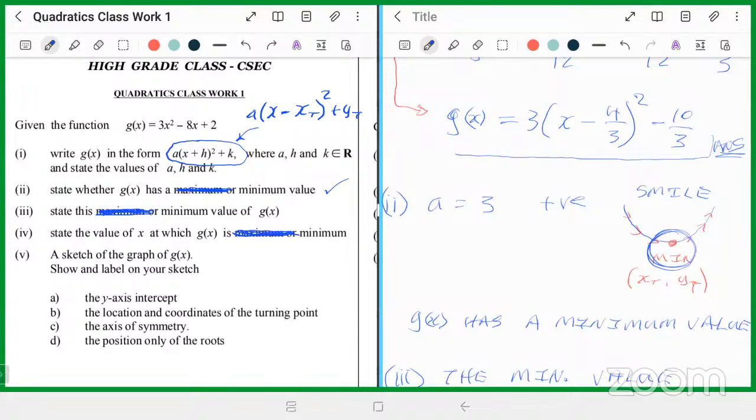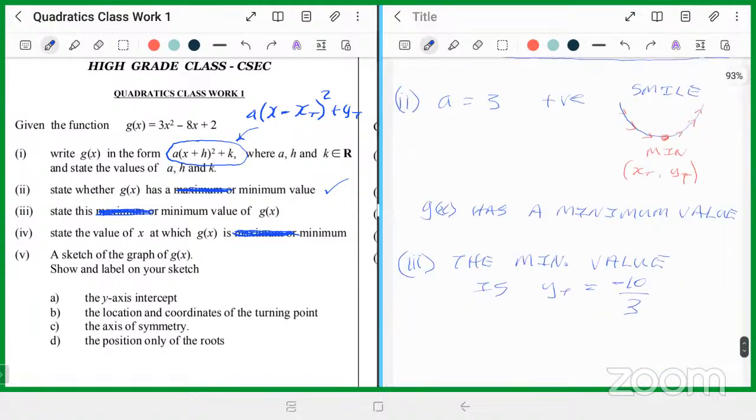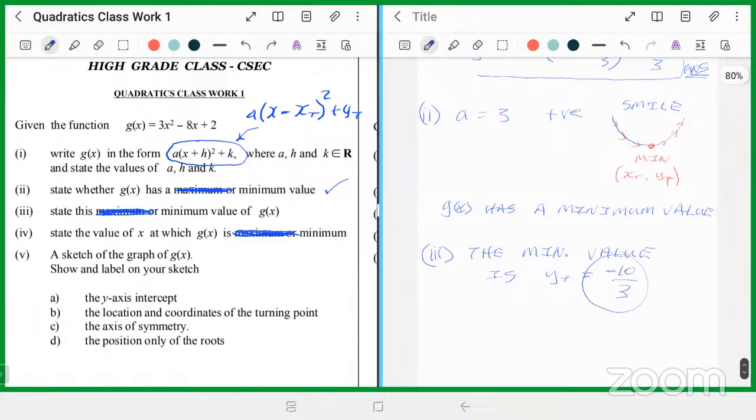Whether it's a smile curve or a frown curve, it has a turning point. In the case of a smile curve, it has a minimum turning point. In the case of a frown curve, it has a maximum turning point. And completing the square really and truly is about talking about that turning point, and also talking about the axis of symmetry. All right? And you get the minimum value at the turning point if it's a smile curve, and you get the maximum value at the turning point if it is a frown curve. So we know that this is the minimum value. This is the minimum curve.